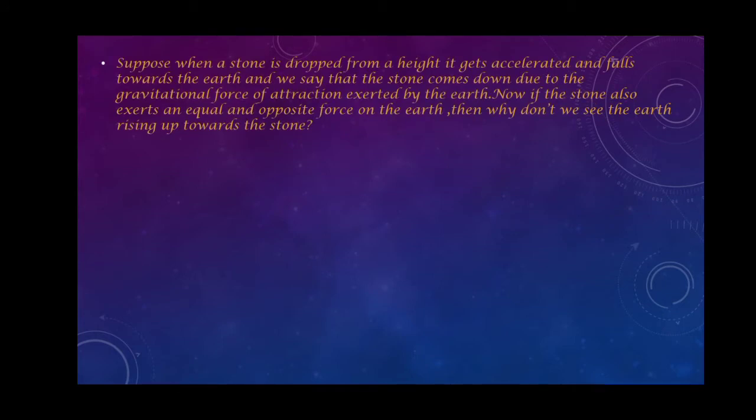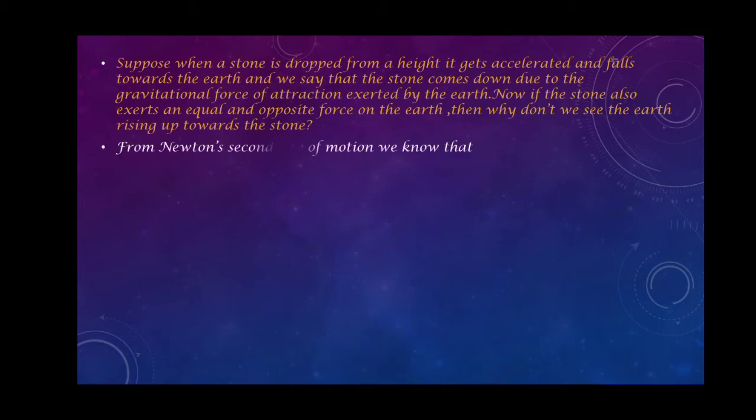Suppose when a stone is dropped from a height, it gets accelerated and falls towards the Earth, and we say that the stone comes down due to the gravitational force of attraction exerted by the Earth. Now, if the stone also exerts an equal and opposite force on the Earth, then why don't we see the Earth rising up towards the stone?